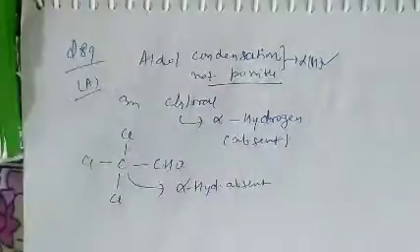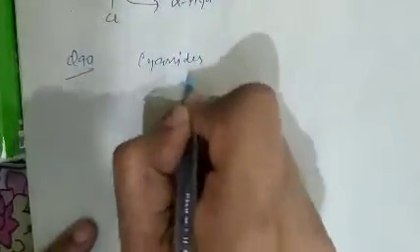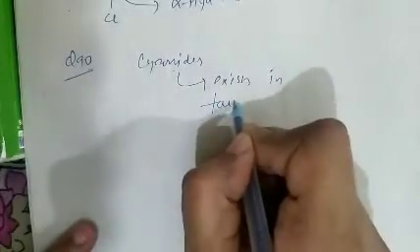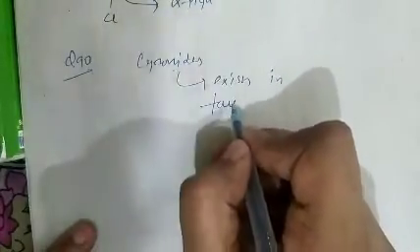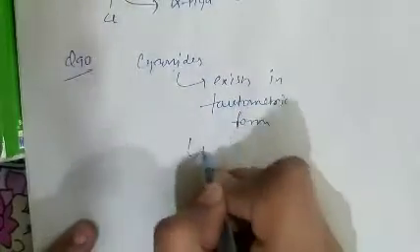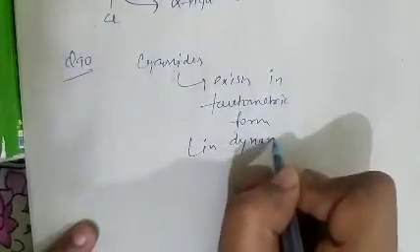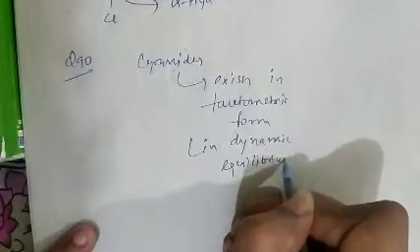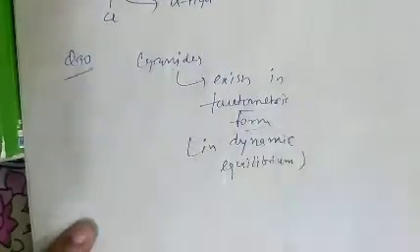See question number 90. Question number 90, what is given there? Cyanides, as we know, exist in tautomeric form, in dynamic equilibrium. So they exist in tautomeric form in dynamic equilibrium. So question number 90, option A is correct.